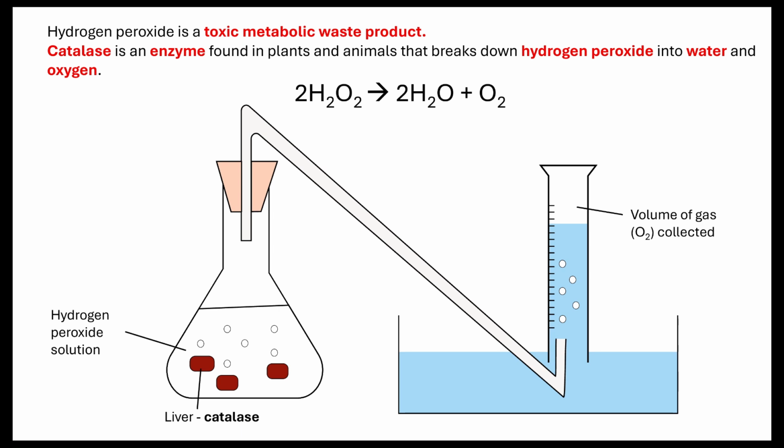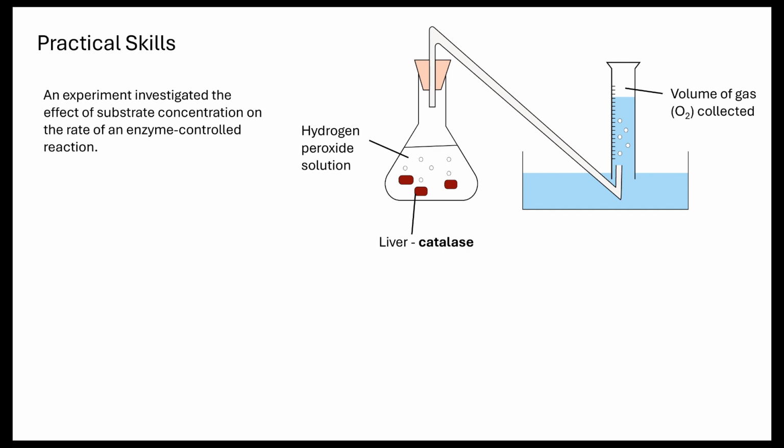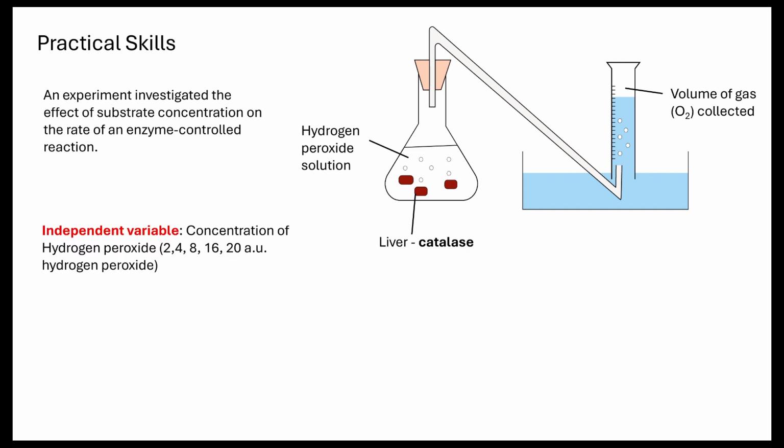So if we're going to do a practical on this, we would be looking at the rate of the reaction by calculating the volume of the gas oxygen that's being collected. So when they are looking at this, they'll be checking your practical skill application. So an experiment is going to be investigating the effects of a substrate concentration on the rate of an enzyme controlled reaction. So in this case, you need to be thinking about, well, what's my independent variable? So my independent variable, for example, would be the concentration of hydrogen peroxide.